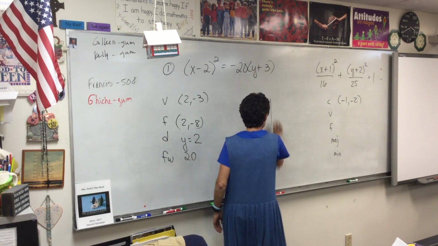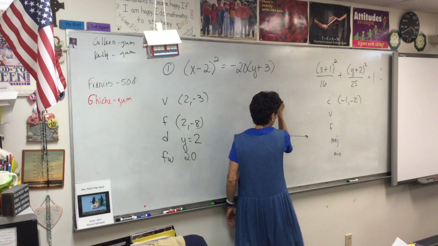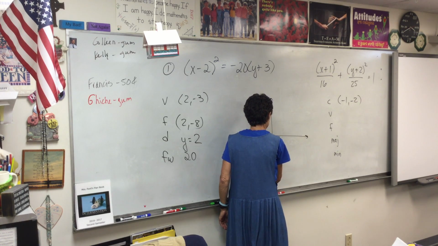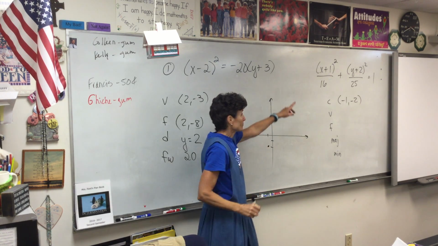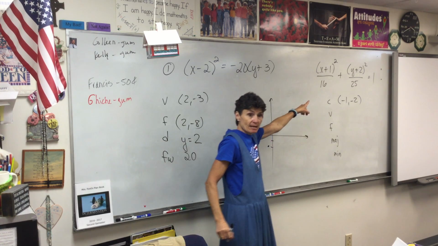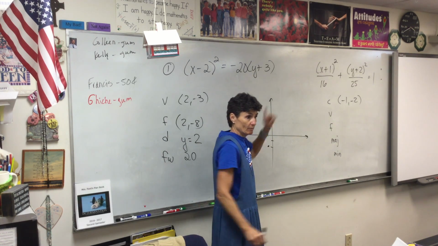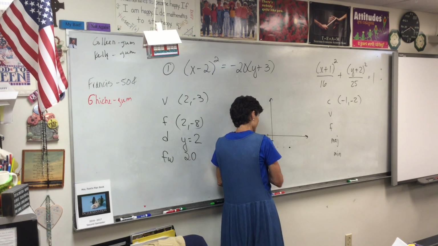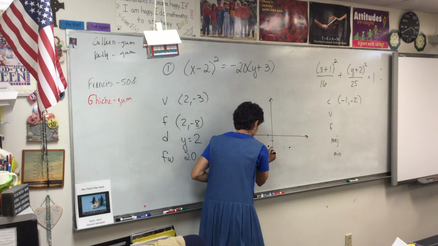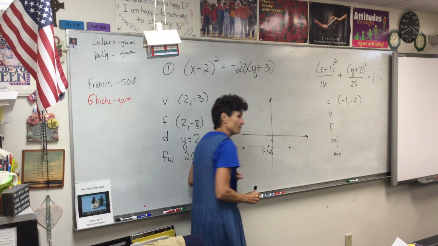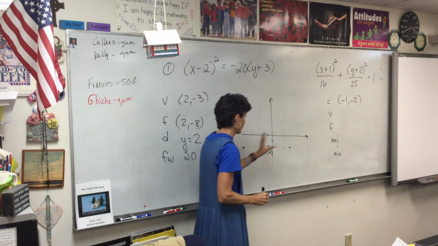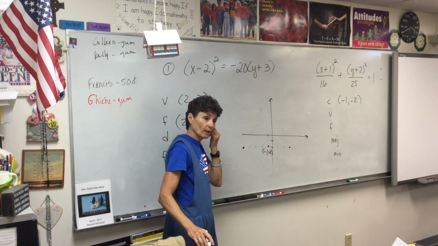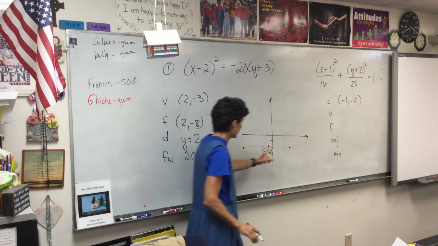Now, what do those 16 and that 25 tell me to do? Go over 4 and up 5. The 16 tells me to go left and right 4. So 1, 2, 3, 4. If this is the point -1, -2, and I go left and right 4, where will I be? If I go right 4, where will I be?